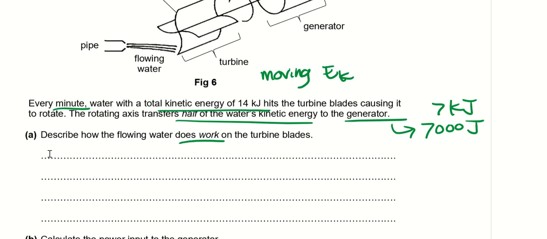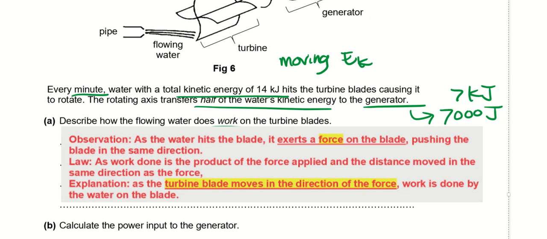Now, what is the definition of doing work? That means the object must move in the direction of the force. Okay, there must be movement in the direction of the force. So let's see how we can answer this question. Okay, so the observation is that as the water hits the blade, it exerts a force on the blade, right? So one of the requirements for work to be done is that there must be a force, right? So it exerts a force on the blade, pushing the blade in the same direction. So the blade will actually move, right?